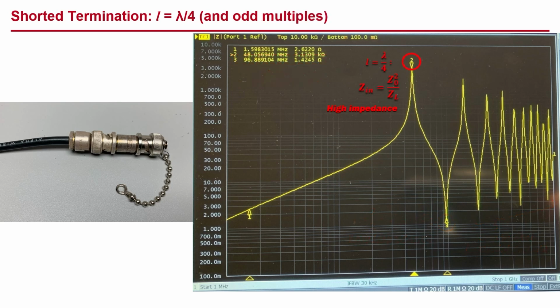We get our first peak for a quarter wavelength resonance, where the short circuit termination looks like a high impedance of about 3 kiloohms, high compared to 50 ohms, at 48 megahertz. This is also within 4% of the predicted frequency of 50 megahertz, and it is also true at odd multiples of that frequency.